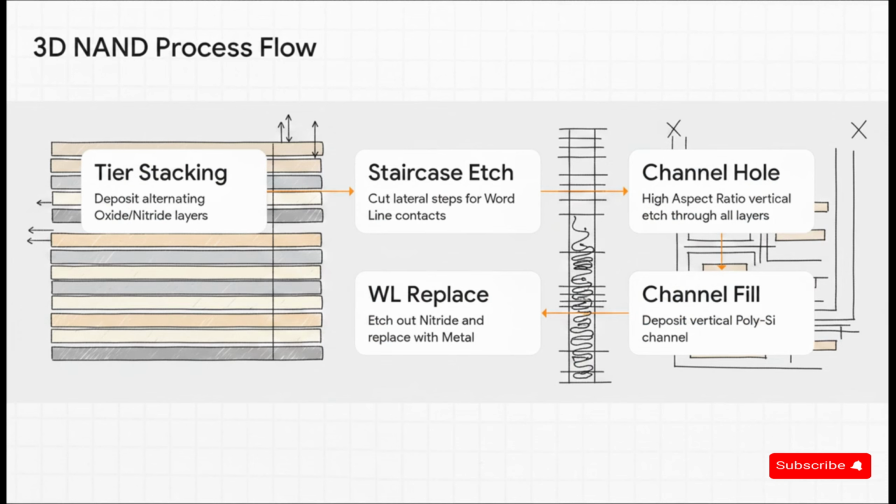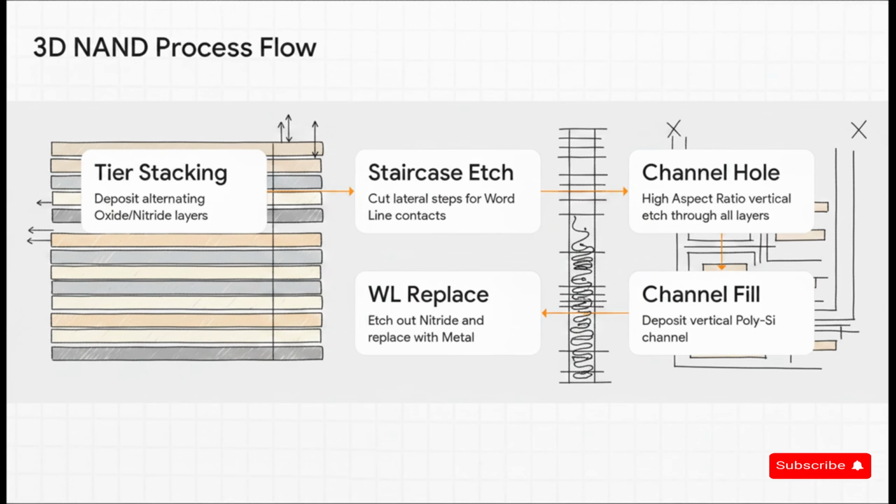So, you're probably wondering, how do you actually build a 176-story microscopic skyscraper? Well, it requires a pretty mind-blowing sequential process flow. First up, you do tier stacking. This means depositing alternating pairs of oxide and nitride over 100 times in a row. Next, you perform a staircase etch. You are literally cutting microscopic steps into the sides of this stack, so you can eventually connect wires to all the different specific levels.